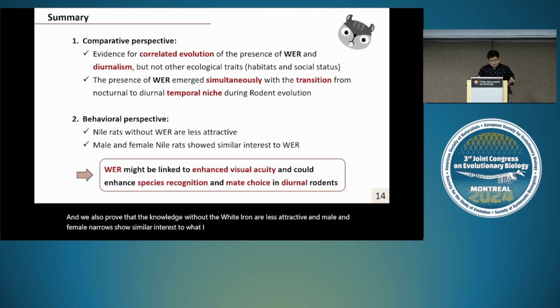So in conclusion, the white eye ring may be linked to enhanced visual acuity and could enhance species recognition and mate choice in diurnal rodents.